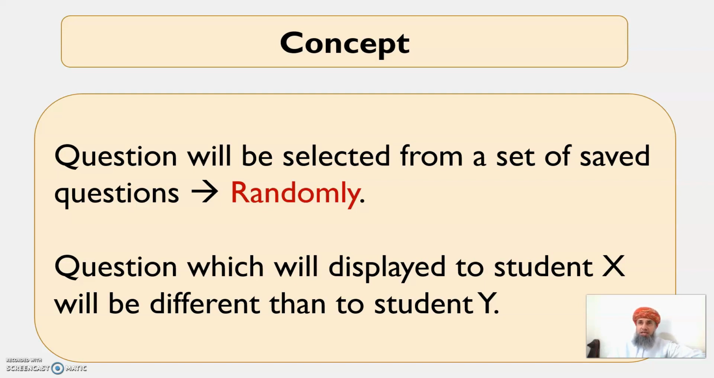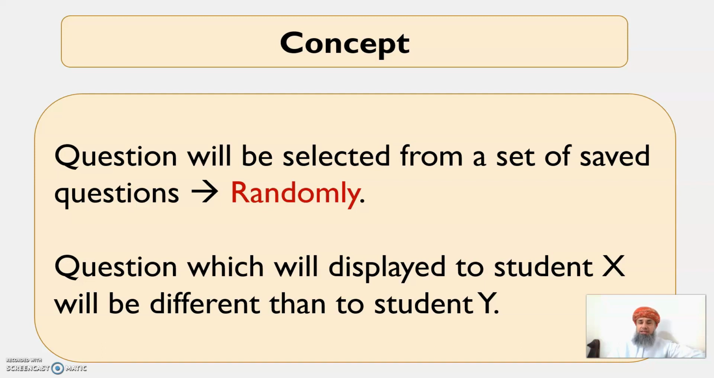These questions are saved in a pool, in a database for example, and some of these questions will be selected from this database in a random approach. For example, if we have 30 questions saved in this pool, then we only want like 4 or 5 questions to be selected from this database.